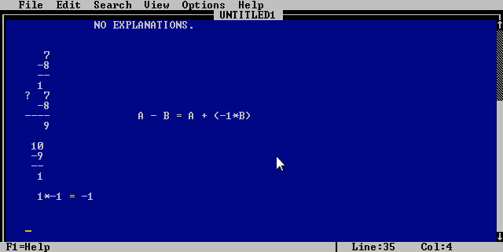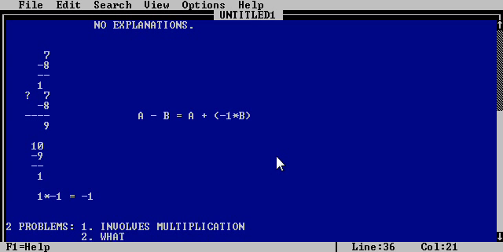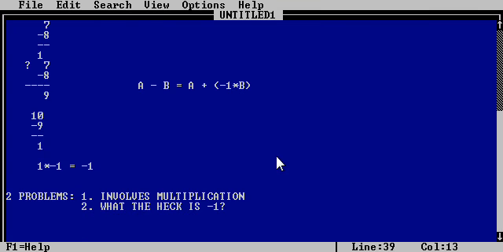So there are two problems with this. It's algorithmic, in which there's no thinking. That's good. So we have two problems. It involves a multiplication, which is slow. And that's problem number 1. And problem number 2, what the heck is minus 1? Is how do we take the inverse of a number in the Intel x86 line?